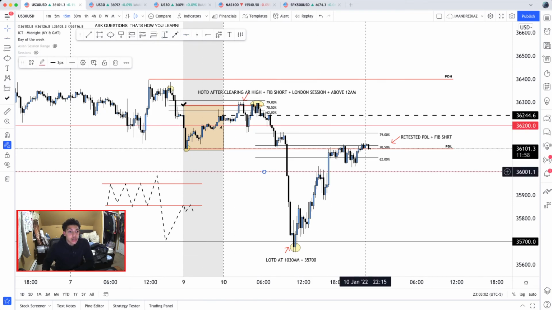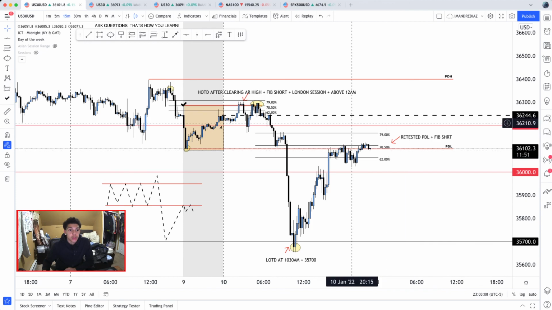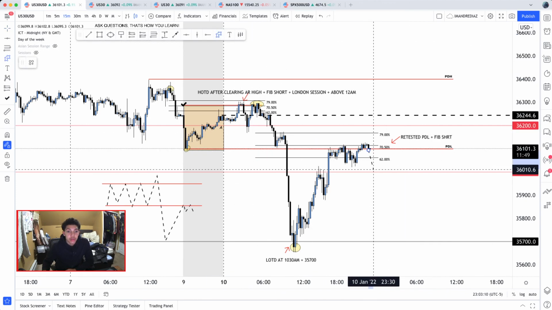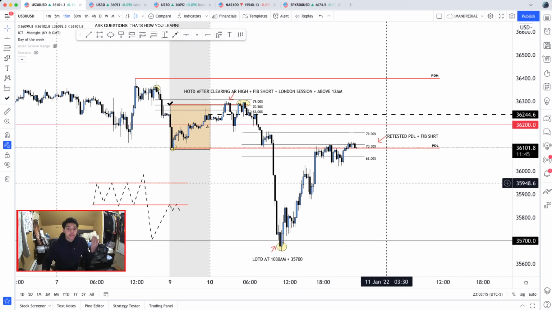We know that 36,000 is right here, which is another big figure level, which is pretty close. So we know that price could possibly trade a little bit lower and then maybe consolidate throughout the day. But nonetheless, this is overall what happened with US30 today. And I'm just going to leave it at that.